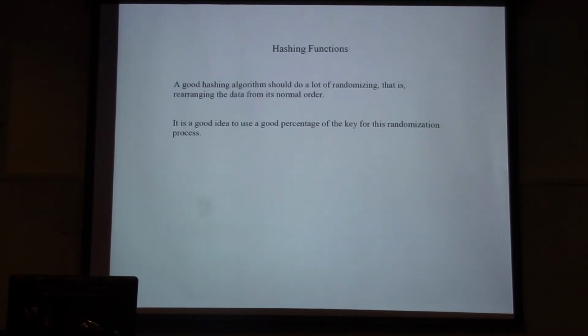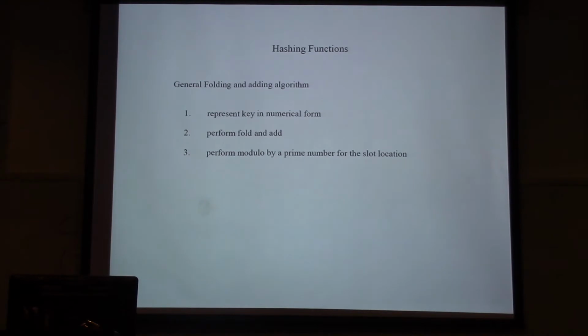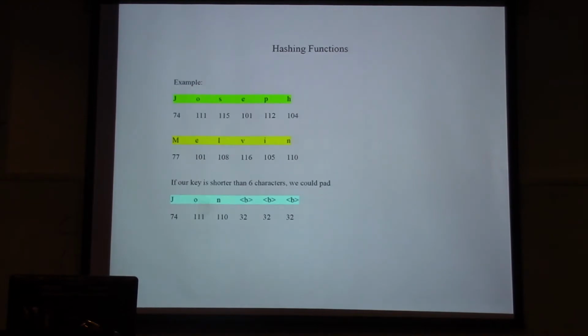Okay, so a good algorithm is randomizing. We want to use a good part of the key. So maybe not just the first name, maybe some of the last name, maybe birth date, something. So I'll show you some basic ideas. Here are some hashing functions we can use. Let's say we have Joseph, we have Melvin, so you can see some ASCII values here. If we are too short, then maybe we add some blanks in here, or maybe we start using the last name. That would be another possibility, right?